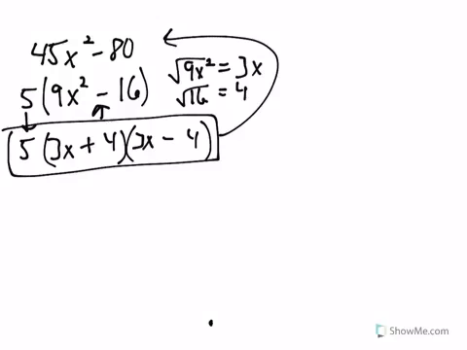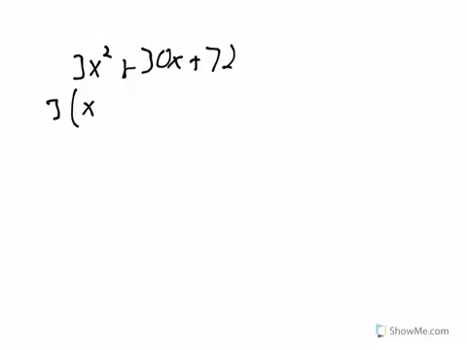Let's take a look at another example. So we have 3x squared plus 30x plus 72. Now we have three terms. Again, your very first step is to check for GCF. So 3, 30, and 72, I believe 3 goes into all of those evenly. So if we divide out a 3, we're left with x squared plus 10x plus 24.